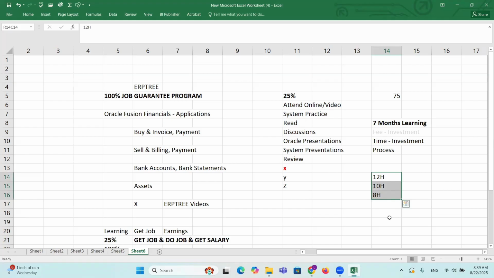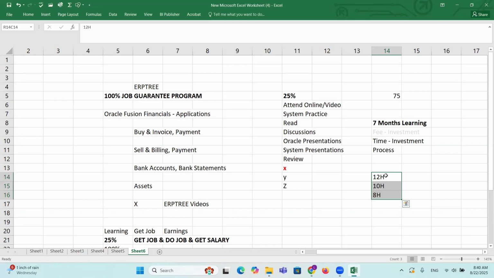This might not be our experience in our past, but you should now spend 12 hours, 10 hours, 8 hours. It should not be, "My God, 12 hours, 10 hours, 8 hours." No. It is all about our career. It is not for the entire life, just for 7 months.